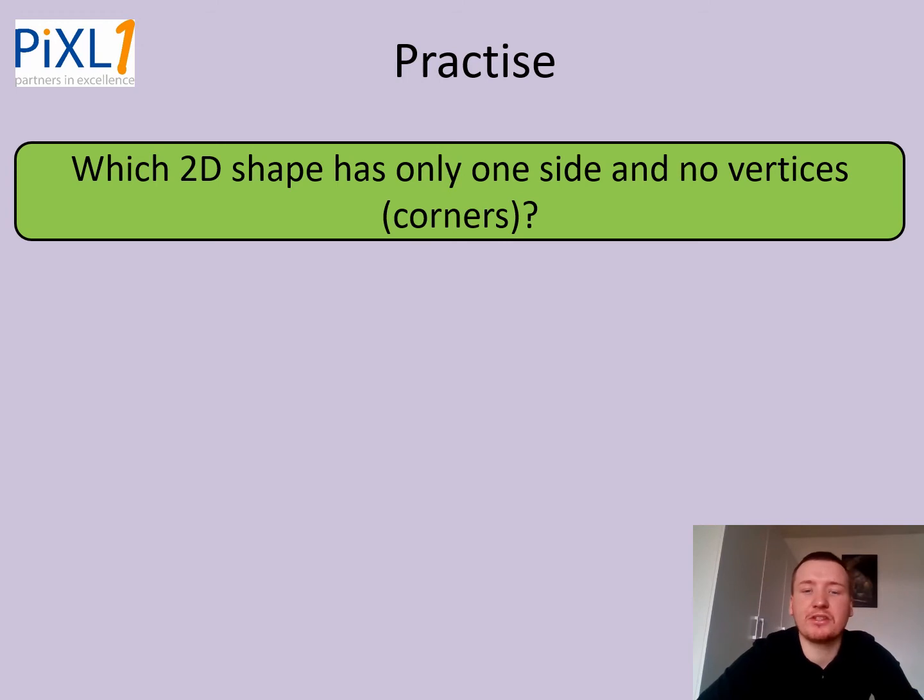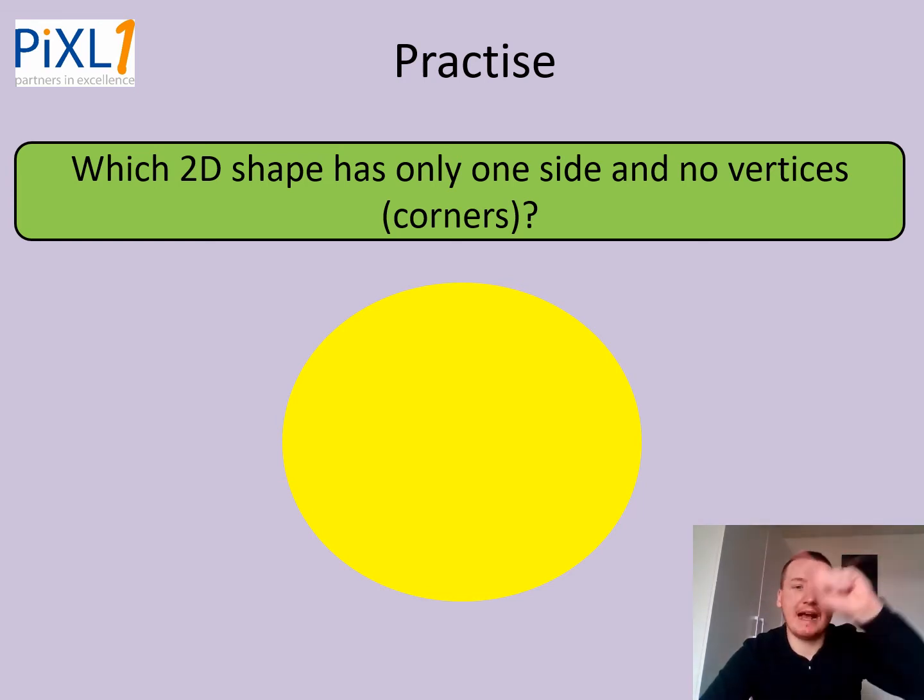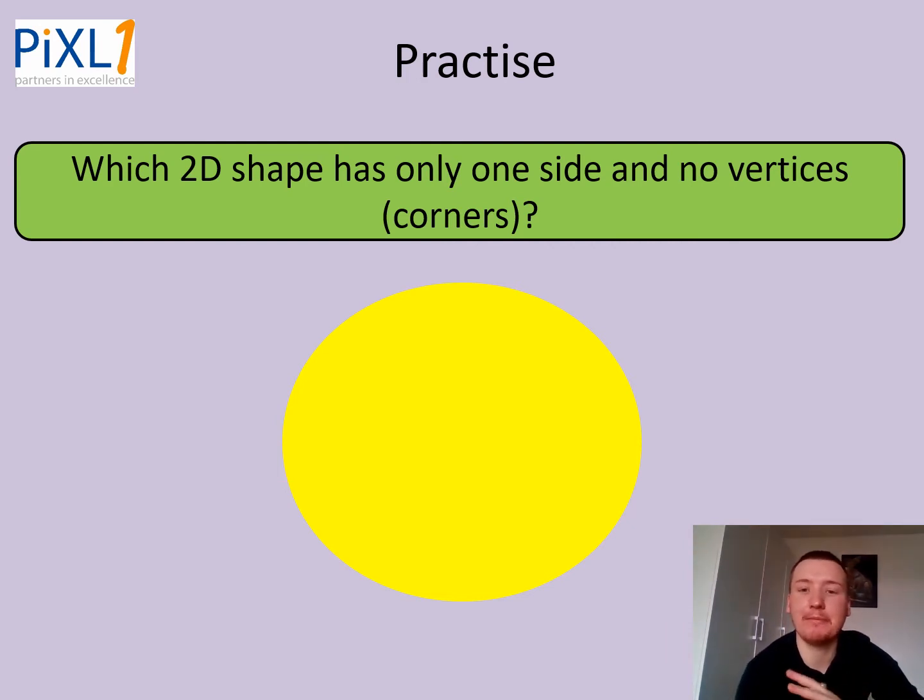Here is our answer. So the 2D shape that has only one side and no vertices, which means corners, is, of course, a circle. Now, let's just break down that answer if you are a little bit confused as to how we came up with the answer. If you can remember, a circle has one curved side. Now, to get a vertex or vertices, a shape has to have 2 straight sides that meet into a corner or vertex. If you look at a circle, they don't have any straight sides, which means it is impossible to have a vertex or vertices. So well done if you got the answer circle.